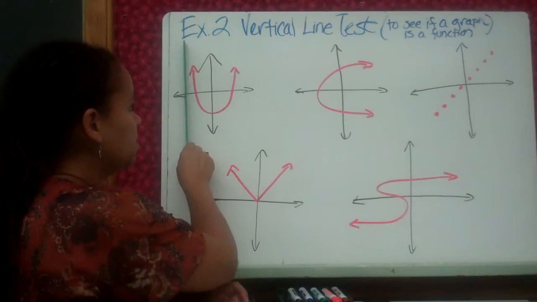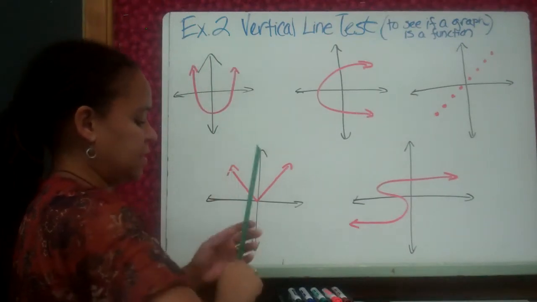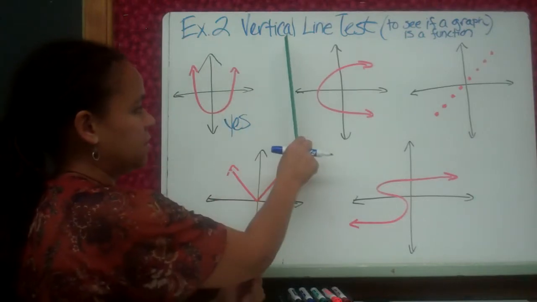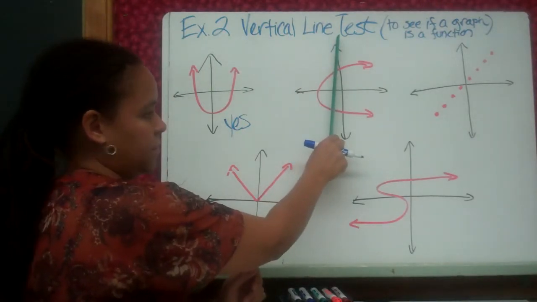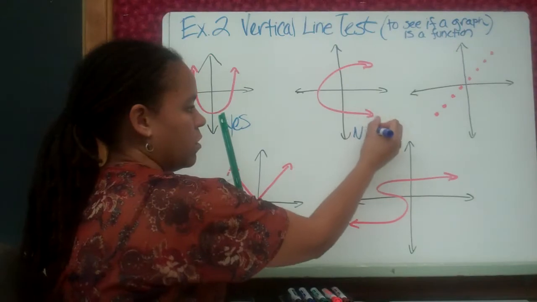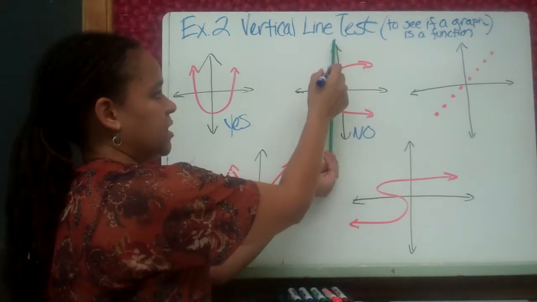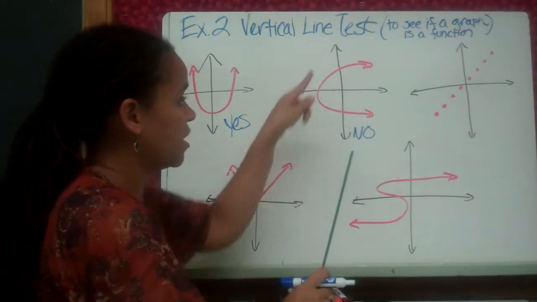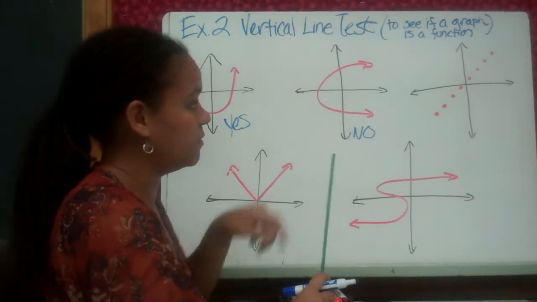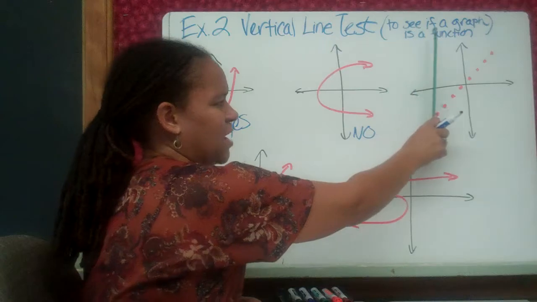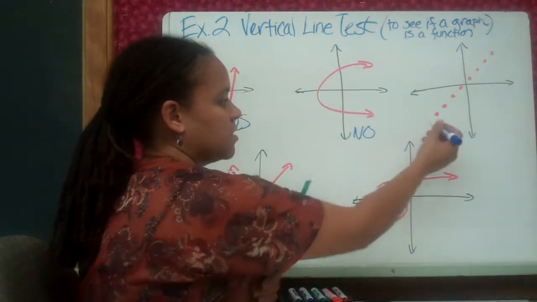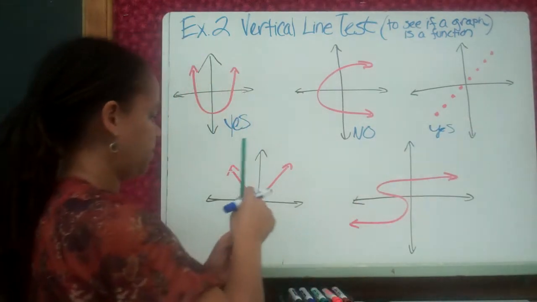Real simple. So here, my parabola, yes, it's a function. It didn't touch in more than one place. Look here, not a function. No, because my vertical line is touching here and here at the same time, so it's not a function. These x's have repeated. Look at this. Can I even tell if it's discrete? Yes, it doesn't touch in more than one place. So yes, it's a function.